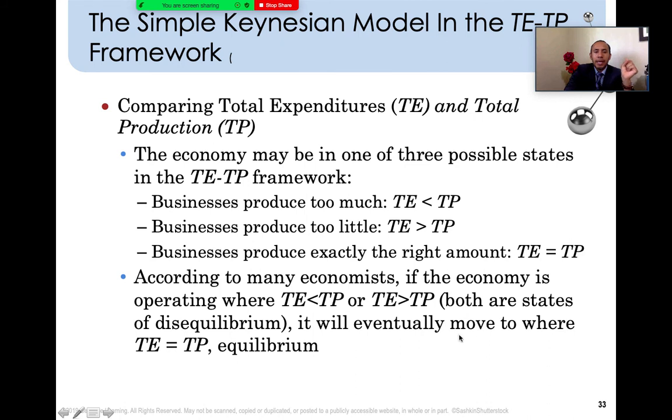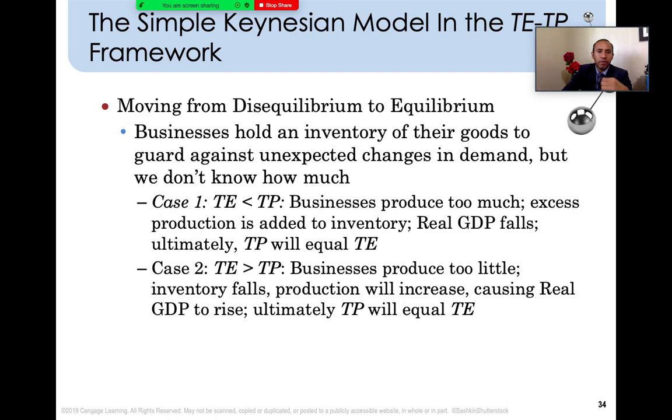According to many economic analyses and many economists, if the economy is operating somewhere below total production or above total production, both states are considered a disequilibrium. It is another way to look at a recession or an inflation period, and it may eventually move to an equilibrium point and reach long-run equilibrium. So this model is graphing the Keynesian model from a different perspective, in a different analysis, in a different framework.